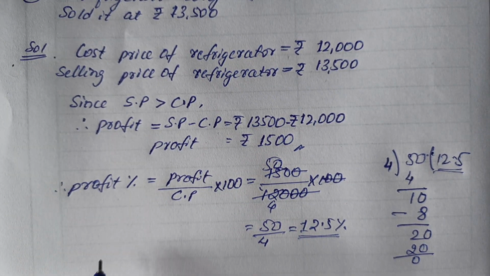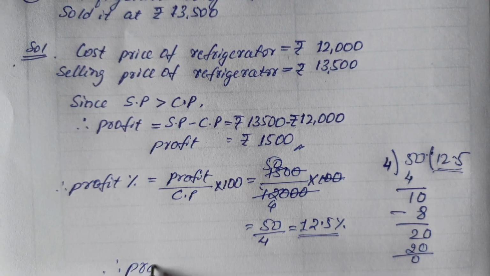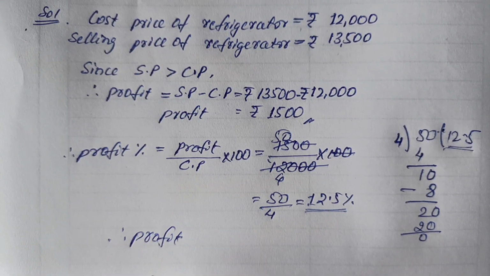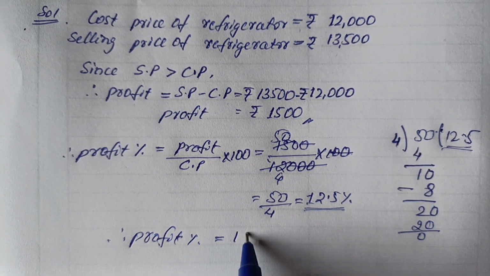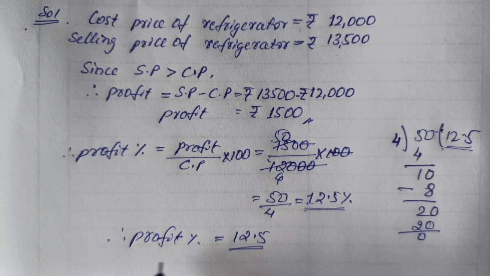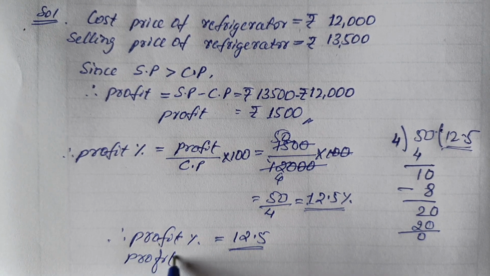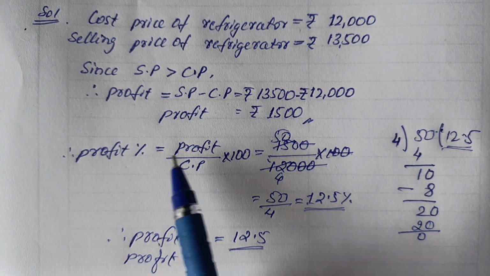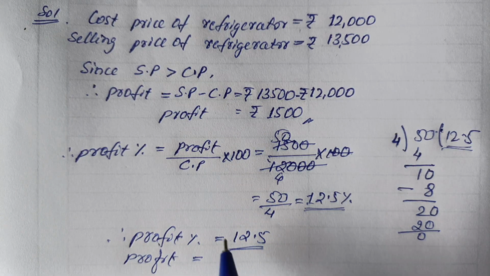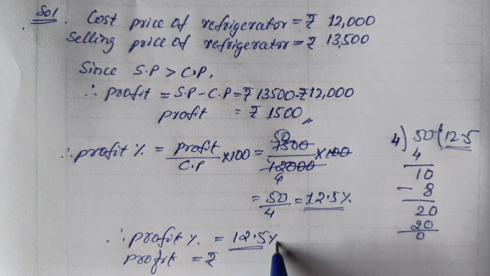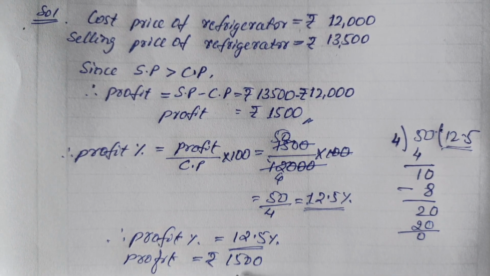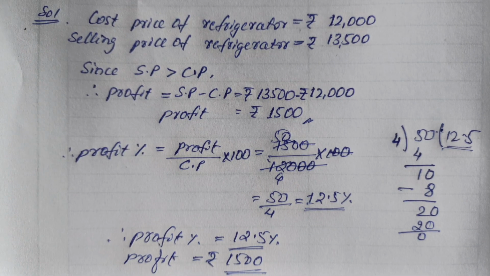Therefore the profit percentage is equal to 12.5, and profit is equal to, what is the profit that we have got? 1500 rupees. So we got profit and profit percentage.